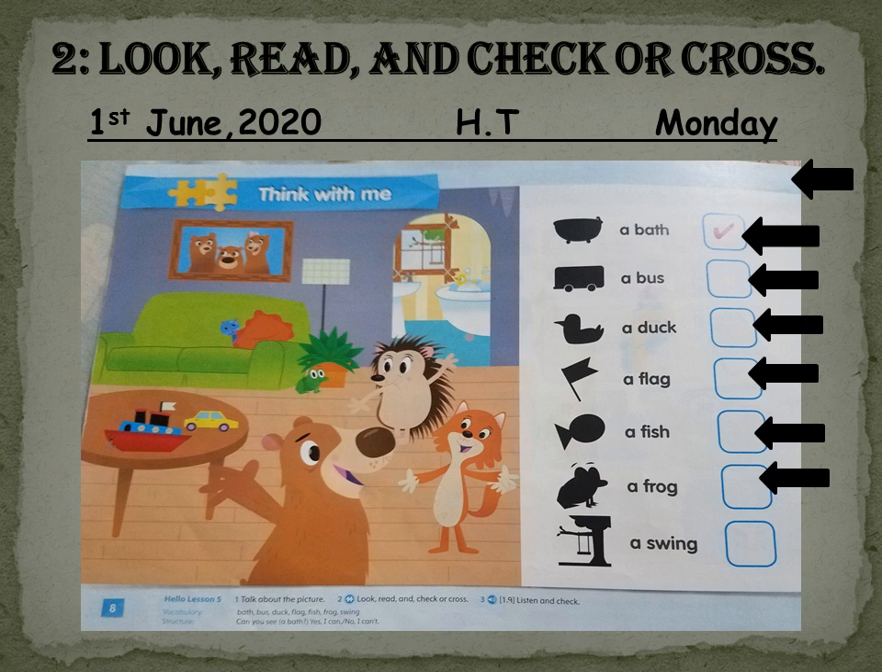Yes. There is a swing in a window, you can see. Make a check mark in the box. A swing. Yes, I can. It's on a tree. You can see. So, in how many boxes?